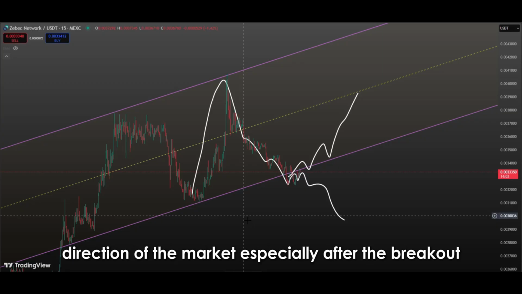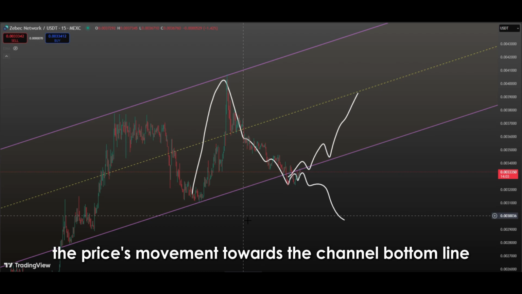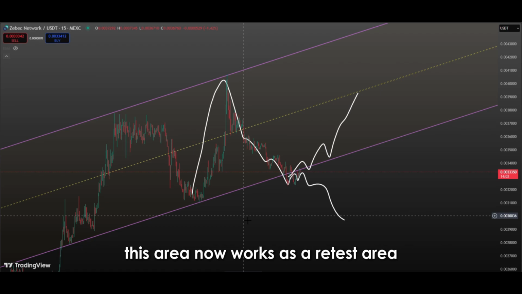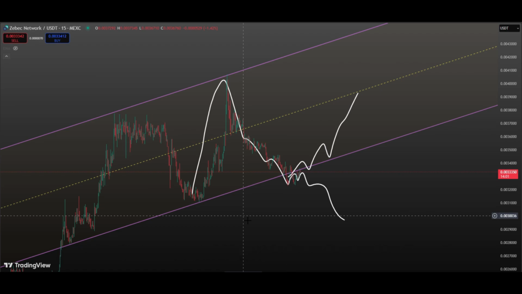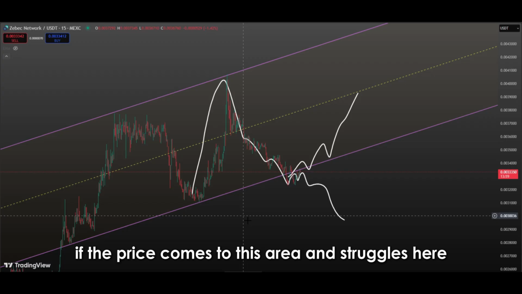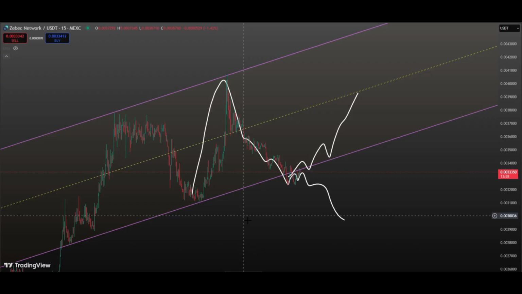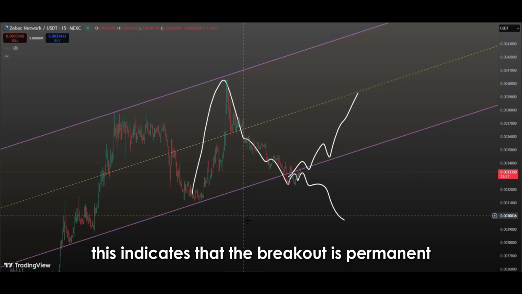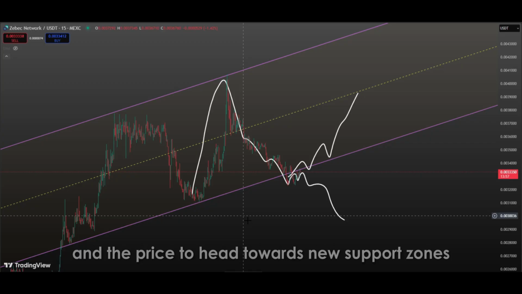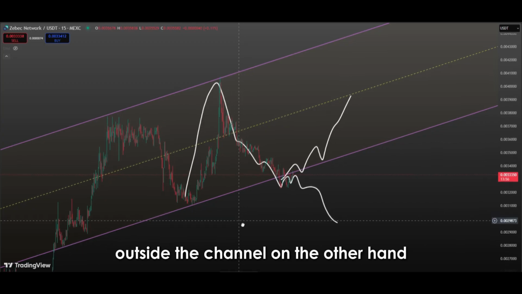Especially after the breakout, the price's movement towards the channel bottom line is of critical importance. This area now works as a retest area. In other words, this area which was previously support may now act as resistance. If the price comes to this area and struggles here and reacts downwards again, this indicates that the breakout is permanent. This may cause the decline to deepen and the price to head towards new support zones outside the channel.